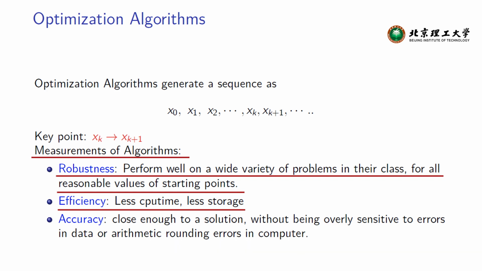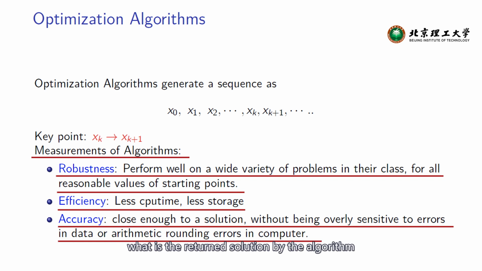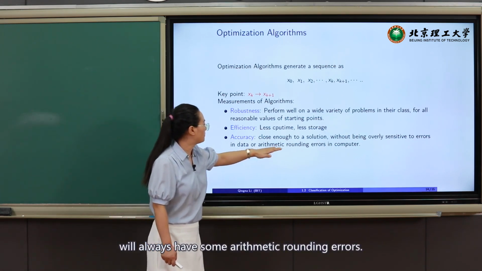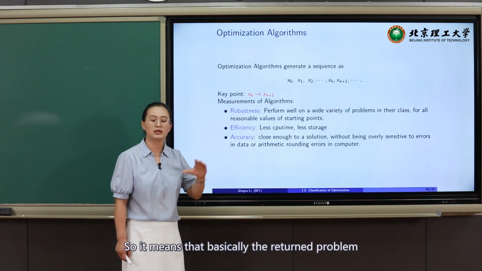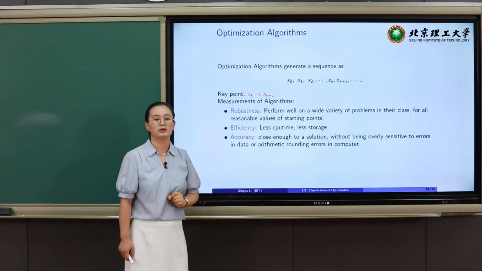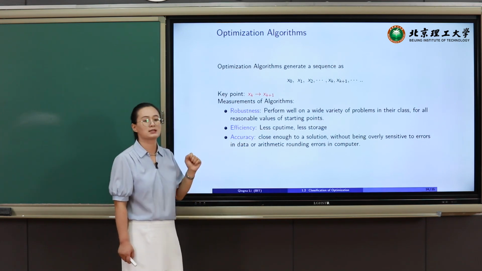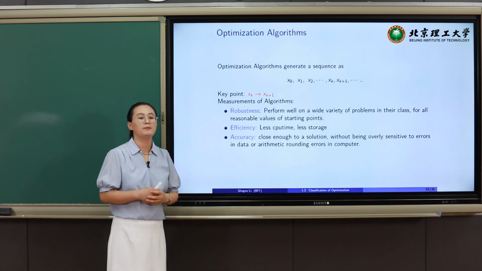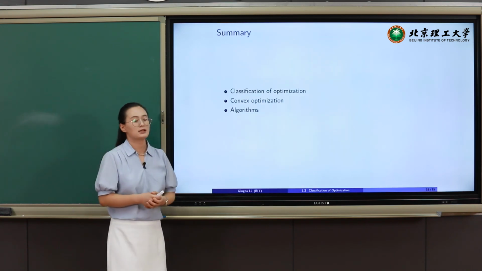Now, finally, is the accuracy. Accuracy means whether the solution returned by the algorithm is close enough to a true solution. If it is exactly the true solution, of course it is good. However, in real computational algorithms, there will always be some arithmetic rounding errors. So it means that basically the returned solution is not the exact solution. So we need to do some accuracy analysis, and we hope that the algorithm will return a solution with a reasonable accuracy statement. Okay?